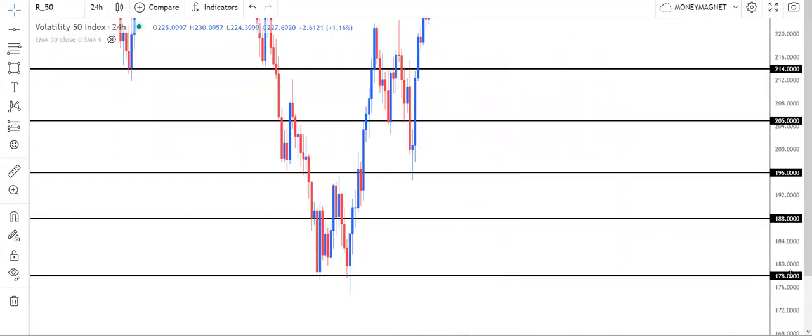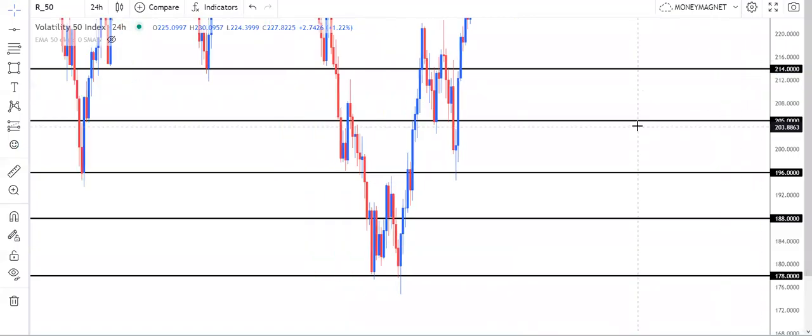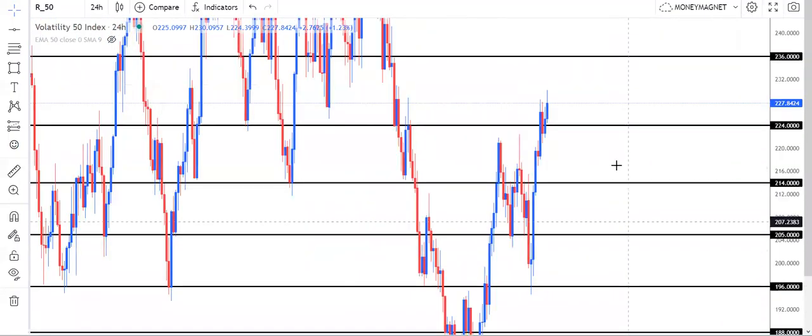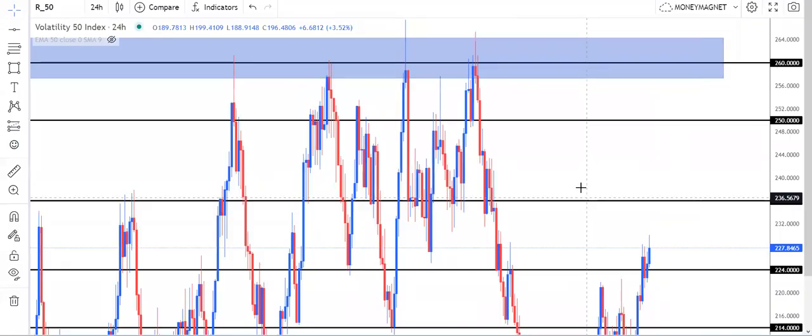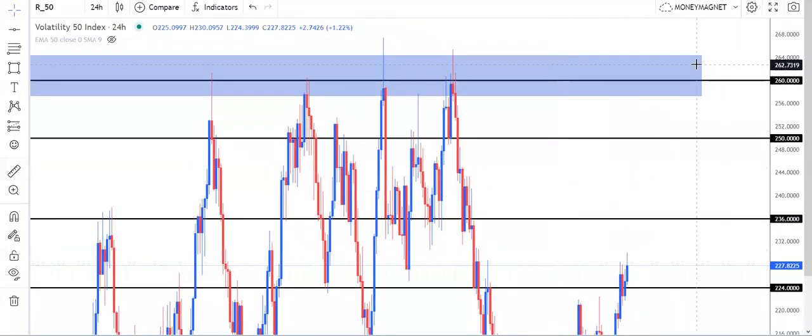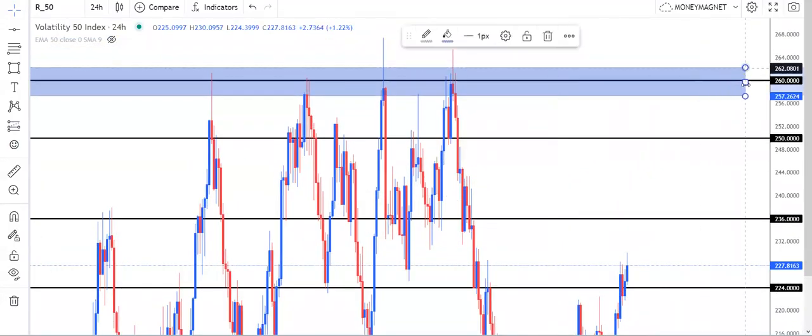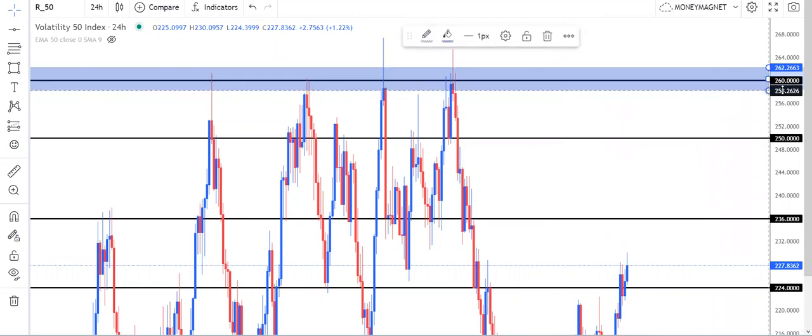So you see all of these numbers are in zeros. That's what we mean by psychological numbers. 214, we have all zeros at the back. 205 points, all zeros at the back of it. So we're making these all round numbers. And that's what it means, changing the numbers to psychological numbers.